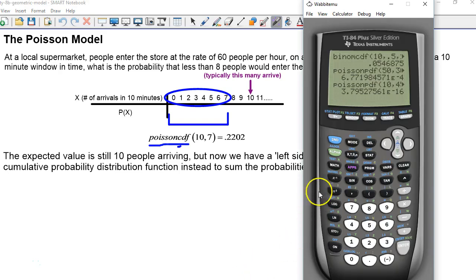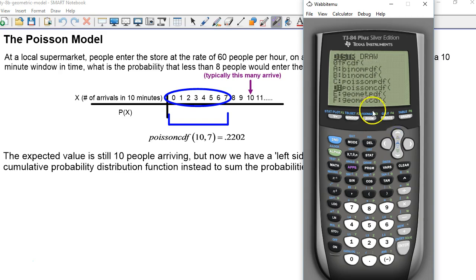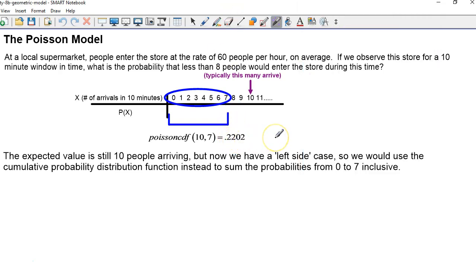So if I go to that same location, distributions, actually I'm going to scroll up. If you scroll up, it wraps around. So Poisson CDF, and lambda value is 10. We expect 10 to arrive, and we want the value up to and including 7, which would be fewer than 8. That probability is 0.2202, so a more reasonable probability number. All right, so that would be the way we would use the Poisson CDF function.